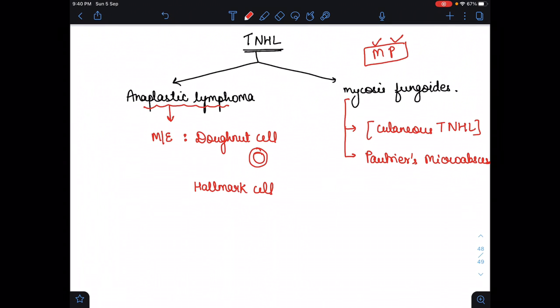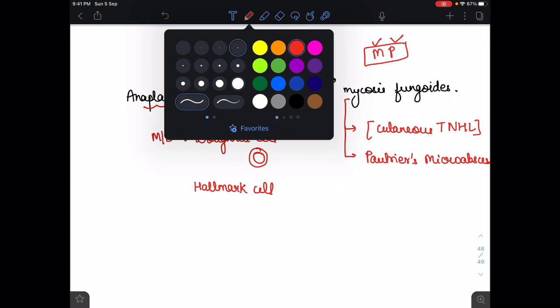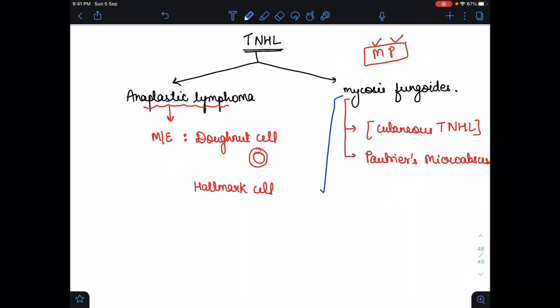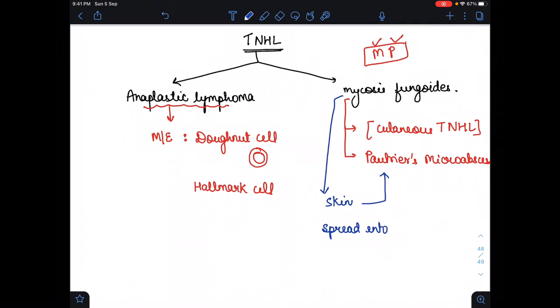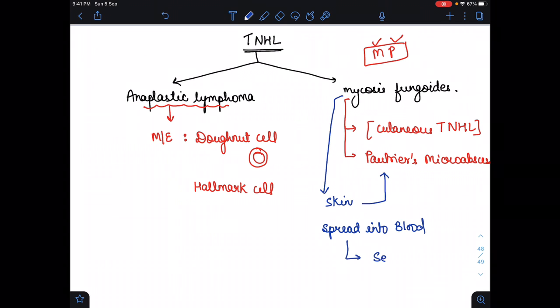So when mycosis fungoides is limited to the skin, it causes Pautrier microabscess. But when it spreads into the blood, it is known as Sézary syndrome. So what is Sézary syndrome? When the T non-Hodgkin lymphoma spreads into the blood, it is known as Sézary syndrome.